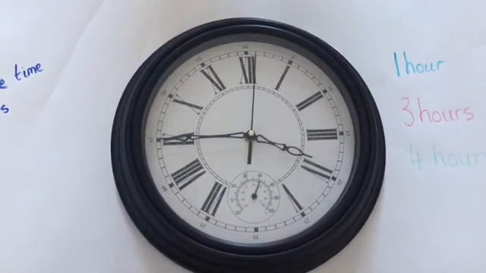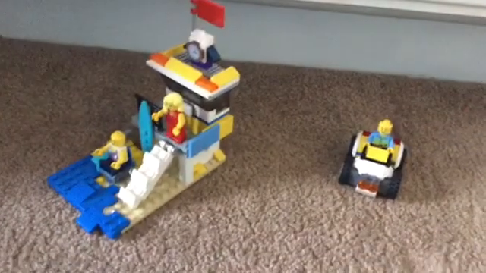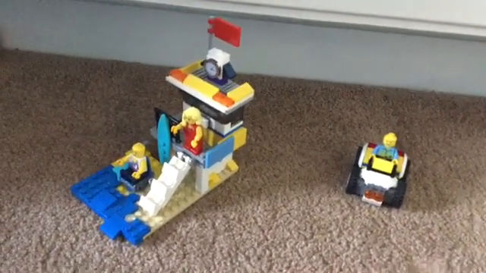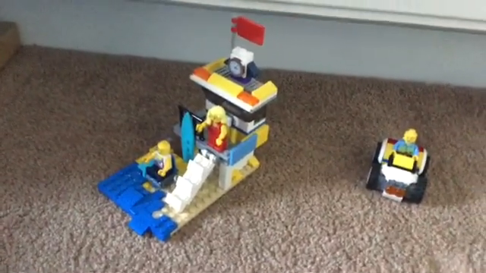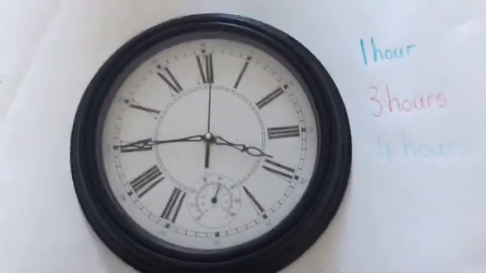We've got 3 characters, and each of these characters has been at the beach for a different amount of time. And these 3 characters are going to tell you how long they've been at the beach. This is the time now. So the time is on the clock now that you can see.